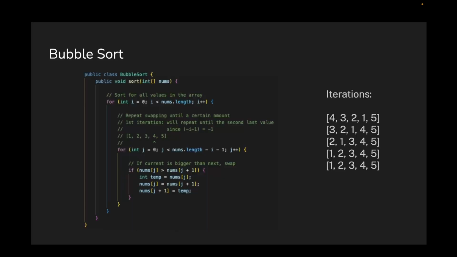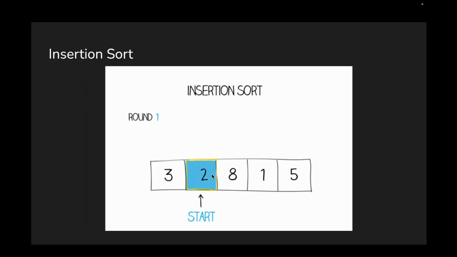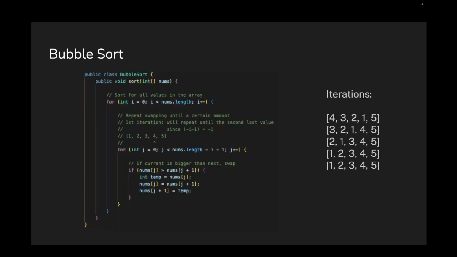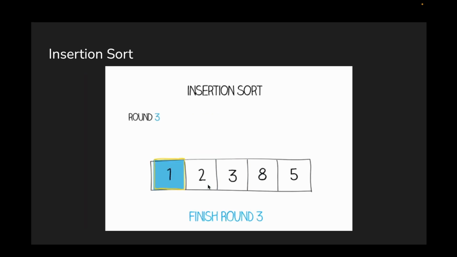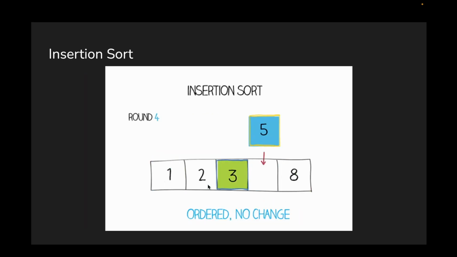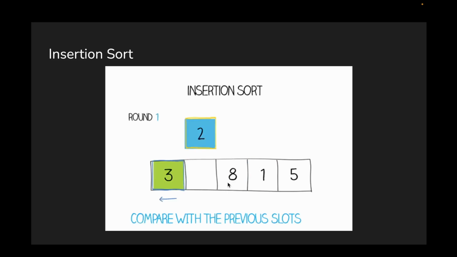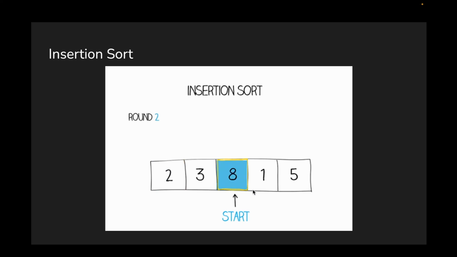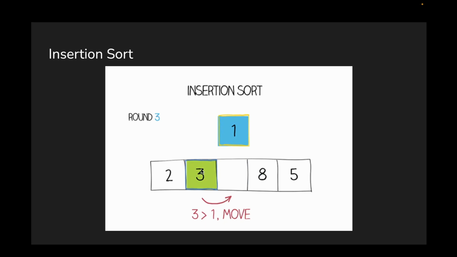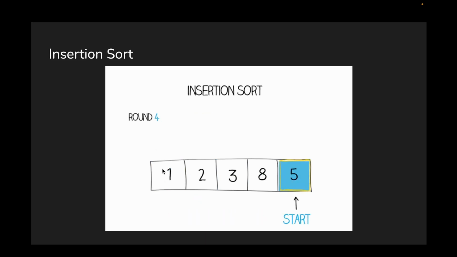So we see here we have a 2, and when we compare that to the 3, 2 is less than 3, right? So we need to move it before 3. And then we cover the next element, which is going to be 8. Since 8 is greater than 3, we keep it in this position. Then we cover 1. Since 1 is less than all of these values, we move all of them to that side, and then we put 1 in the first position. Then we move 5 to this position right here.